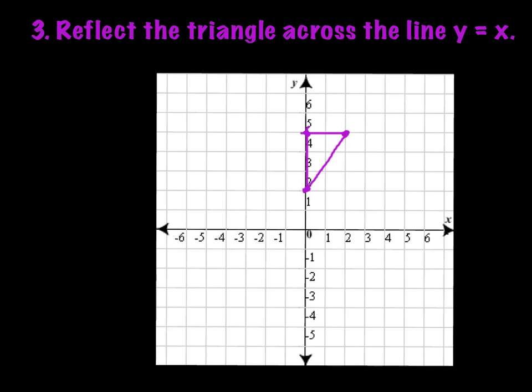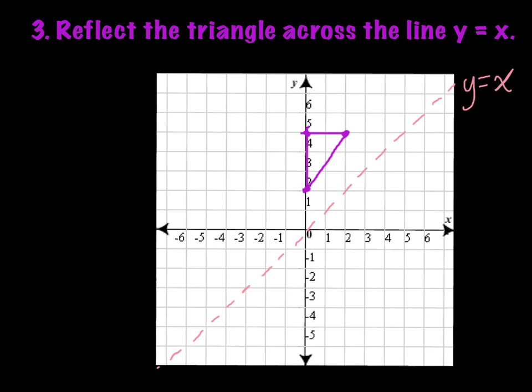Okay, last problem. Reflect the triangle across the line y equals x. Well, the line y equals x means that whatever y is, x is exactly the same. So it turns out that the line y equals x is actually this line right here. Because if you look at this, if y is 3, x is 3. If y is -1, x is -1.